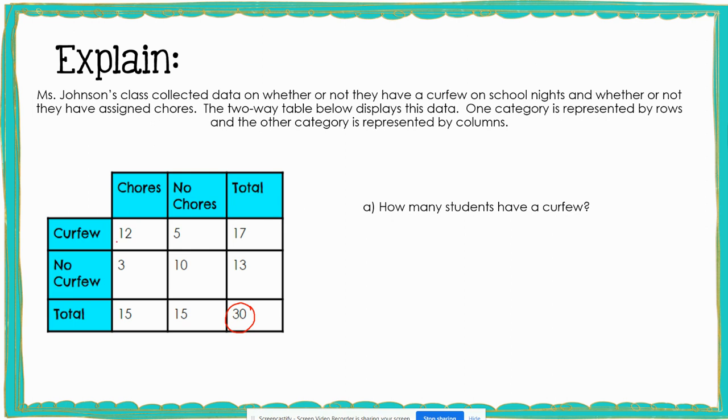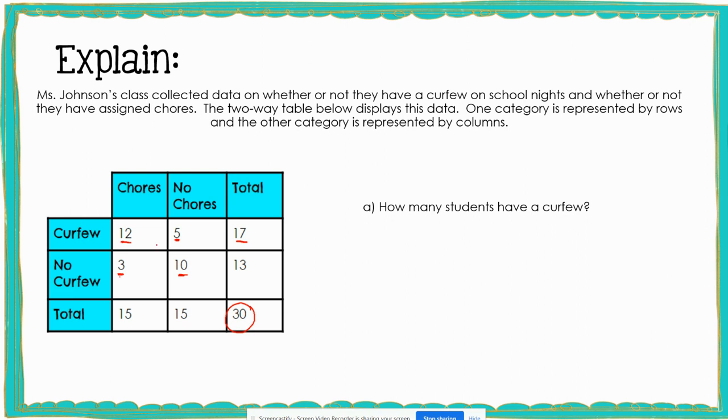In this case, we can see that this number right here, 12, represents 12 students who have a curfew and who have chores. 3 students represent students who have no curfew and who have chores. 5 students represent students who have a curfew but have no chores. 10 students represent students who have no curfew and no chores. Then you have these totals.